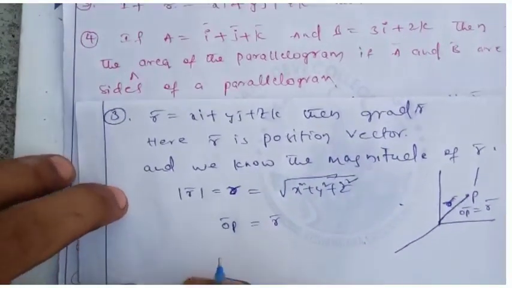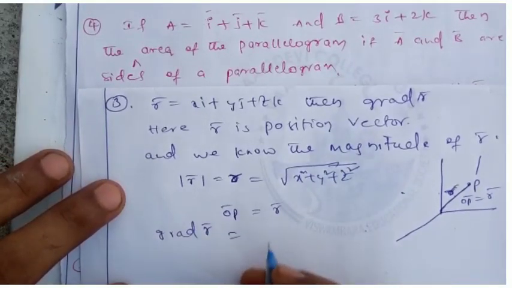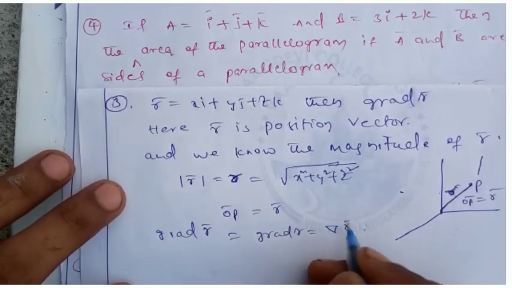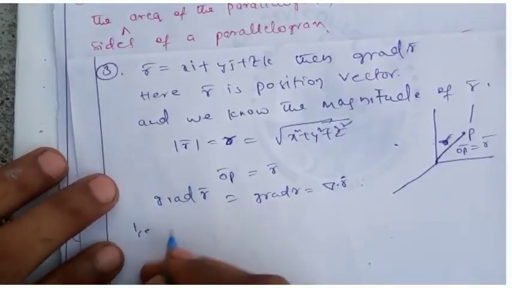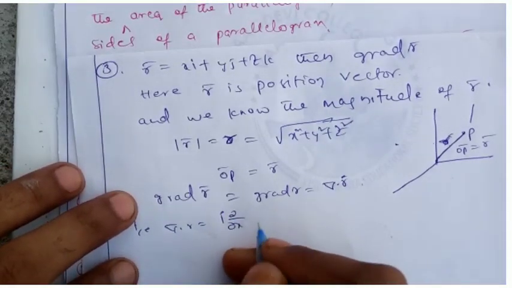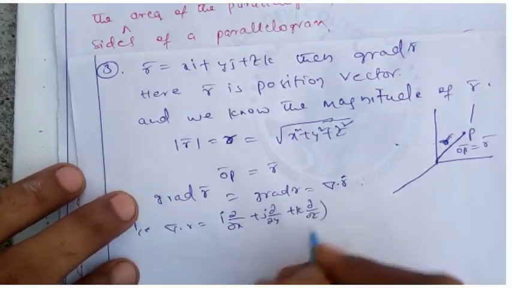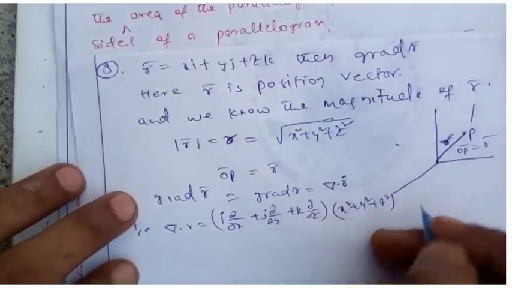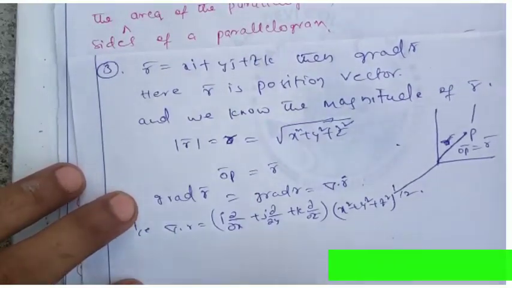Now we need to find gradient of r. We know grad r is equal to del r, sorry. So del r is equal to i into dou by dou x plus j into dou by dou y plus k into dou by dou z of x square plus y square plus z square whole power 1 by 2. Here I am writing the square root as power of 1 by 2.